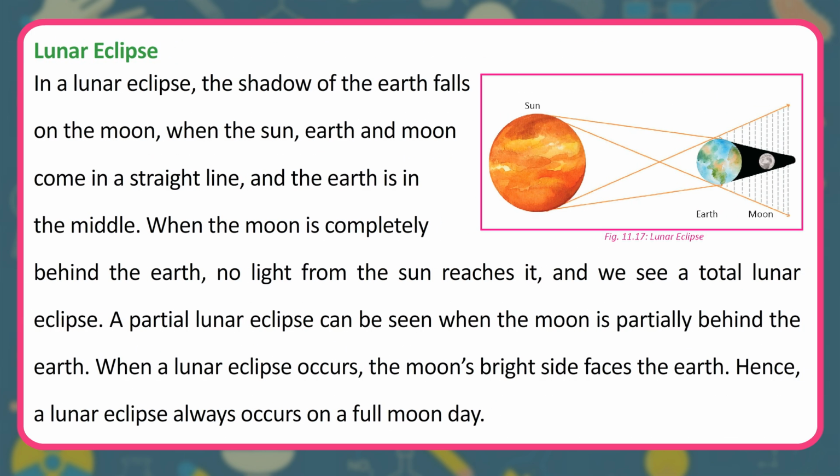Lunar eclipse. In a lunar eclipse, the shadow of the earth falls on the moon, when the sun, earth and moon come in a straight line, and the earth is in the middle. When the moon is completely behind the earth, no light from the sun reaches it, and we see a total lunar eclipse. A partial lunar eclipse can be seen when the moon is partially behind the earth. When a lunar eclipse occurs, the moon's bright side faces the earth. Hence, a lunar eclipse always occurs on a full moon day.